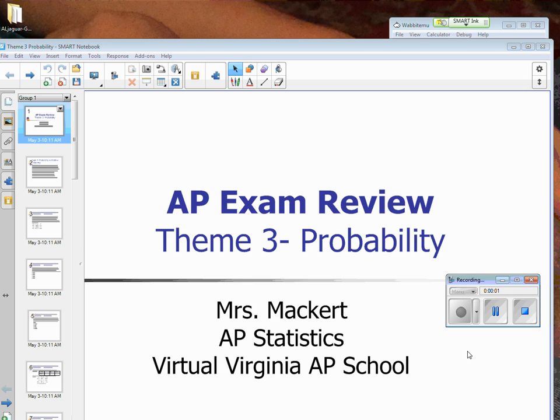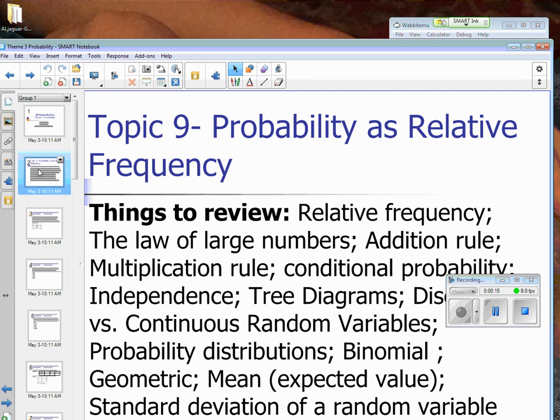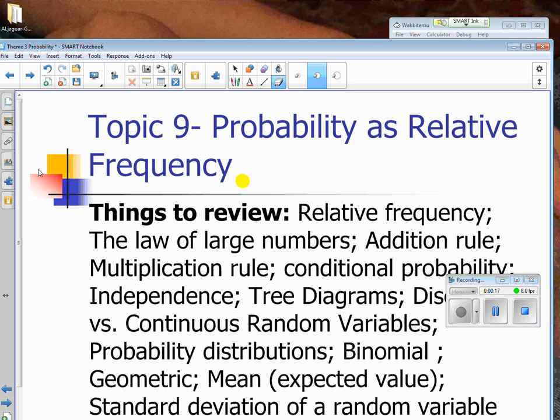Our third theme for this review is on probability, and you guys have at least hopefully looked at each of the questions, realizing that some of the numbers in the tables are very small, and I apologize for that in advance. But let's go ahead and jump in here. The first topic that we're going to look at deals with relative frequency.